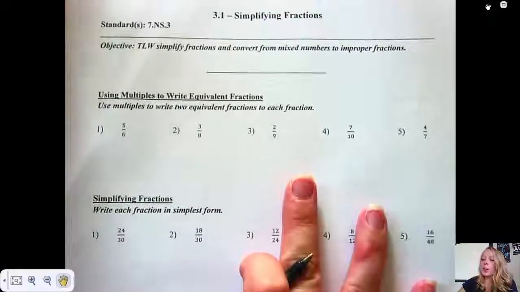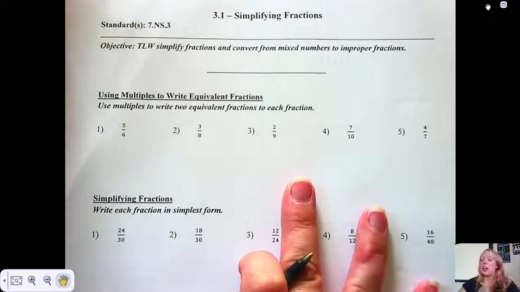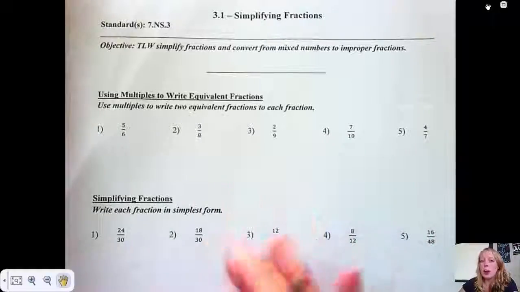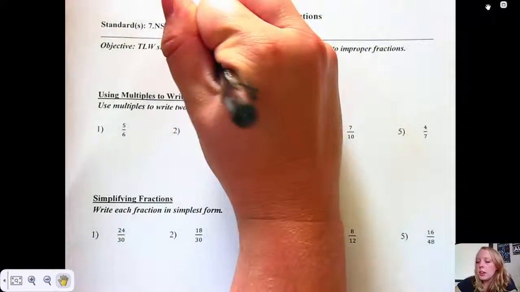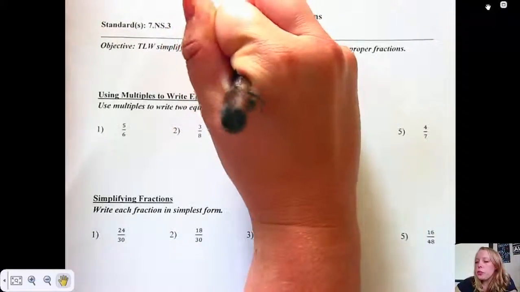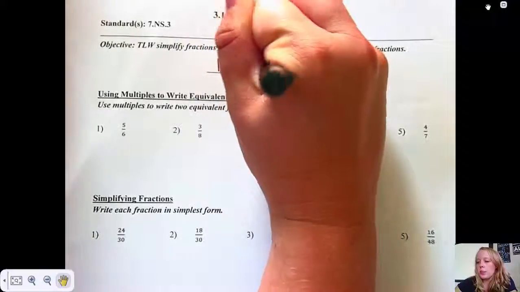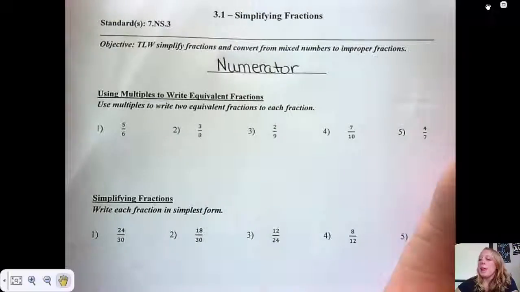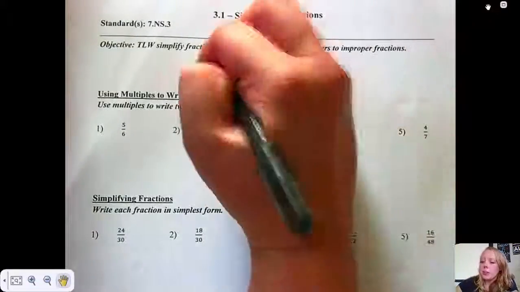First thing I want to talk about is some vocabulary. What do you call the top part, the top number of a fraction? Well, let's write it on this line. It is referred to as the numerator. Make sure you spell it correctly. And what's the bottom called? That's called the denominator.